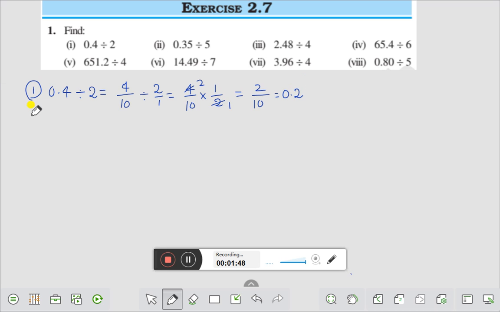Now question number 2 is 0.35 divided by 5. That means you can change this decimal into a fraction, that is 35 by 100, divided by 5. 5 means you can write 5 by 1.